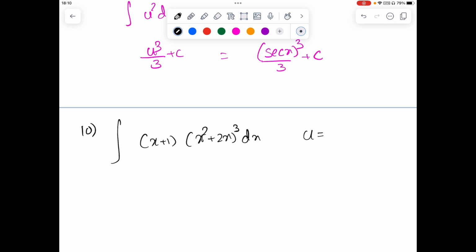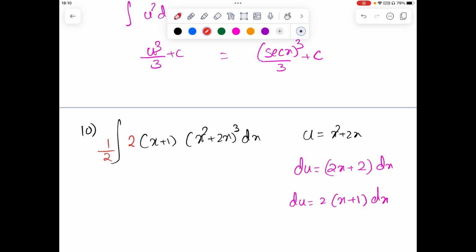And the substitution is u equals x square plus 2x. So du equals, the derivative of x square is 2x, and the derivative of 2x is 2, times dx. So du equals, taking 2 common, 2 times x plus 1 times dx. So what is missing? 2 is missing. So multiply and divide by 2. So 1 upon 2. This term will become du, and it is u cube.